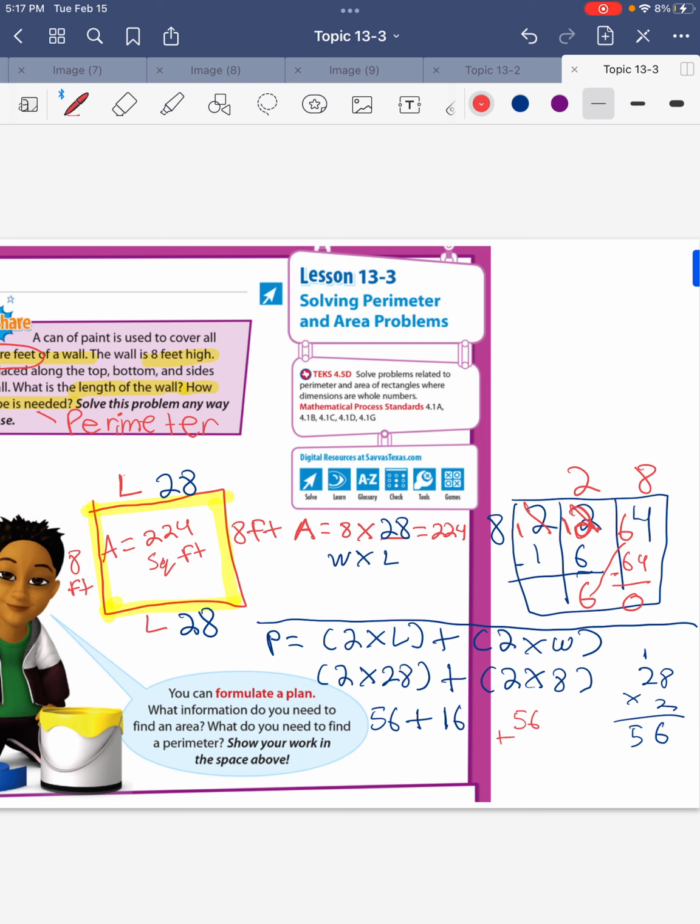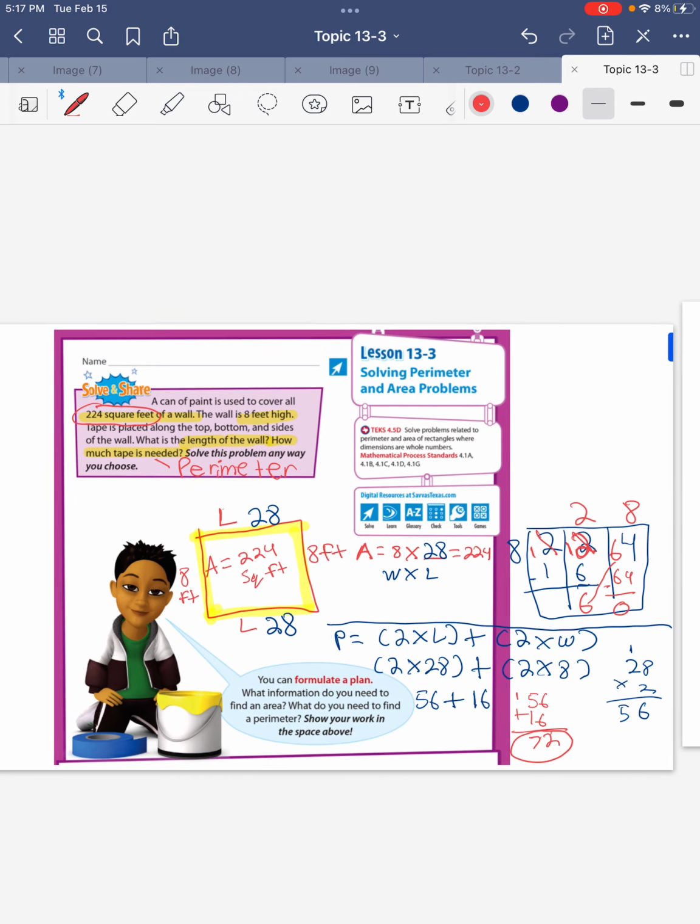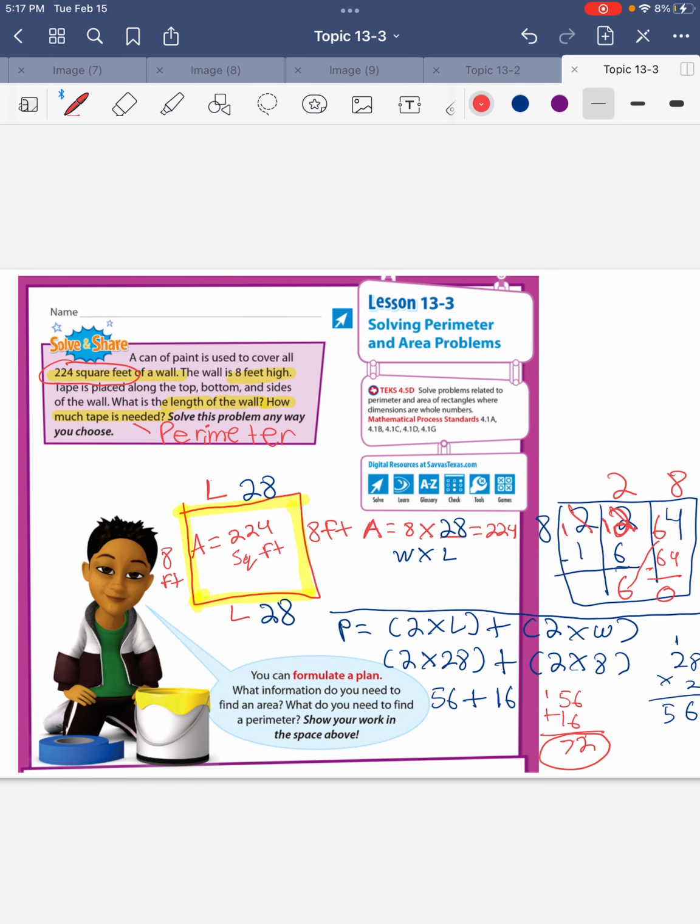56 plus 16. 6 plus 6 is 12. Bring up my 1. 5 plus 1 is 6, plus 1 is 7. Okay, so I know now that doing all of that work, my perimeter is 72. Okay, so here in the box, I'm going to put perimeter equals 72.